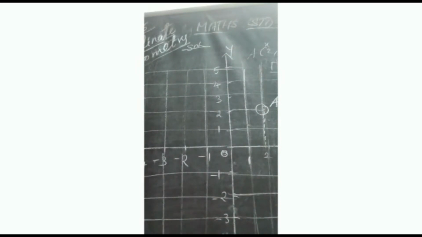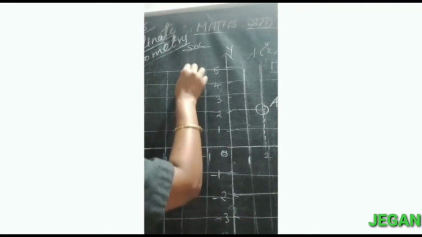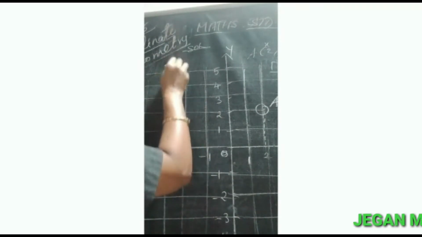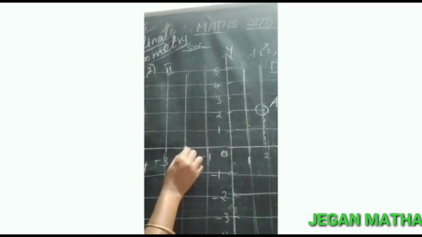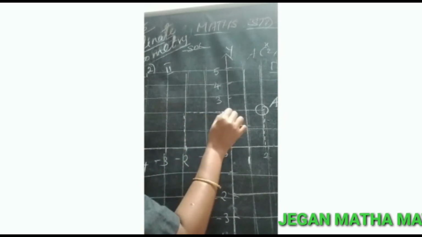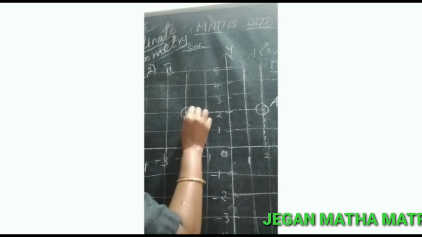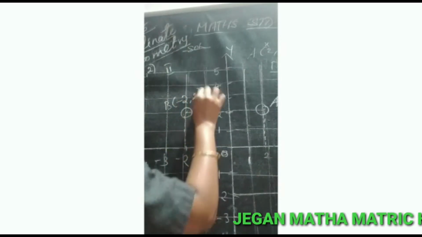Now see the second point. The second point is B equal to minus 2 comma plus 2. This point is in the second quadrant. Here is minus 2 on the x axis, and plus 2 on the y axis. So you can mark the point B, minus 2 comma plus 2.